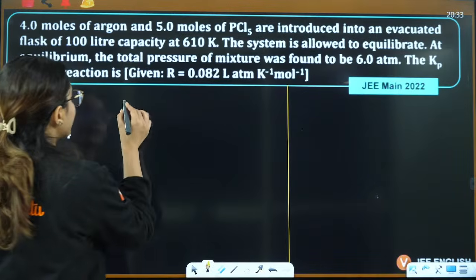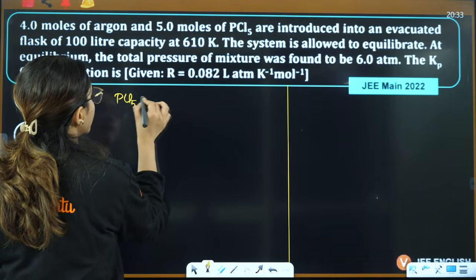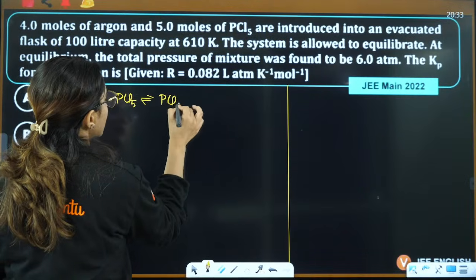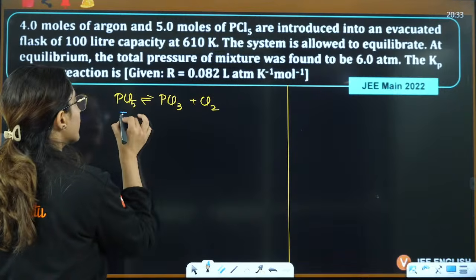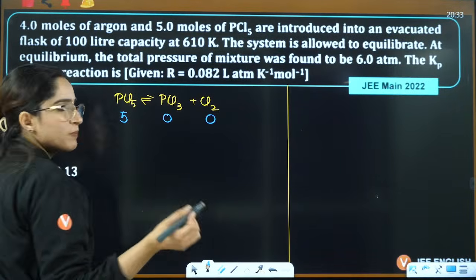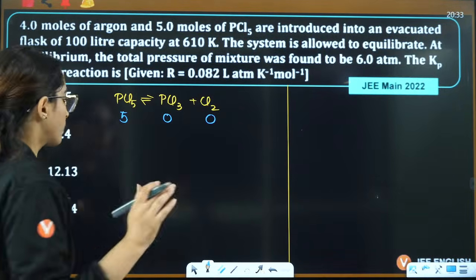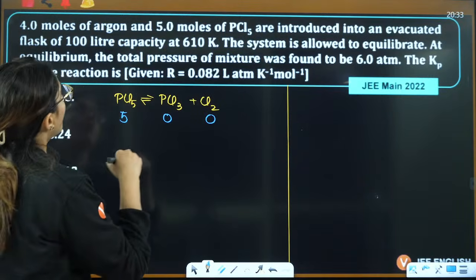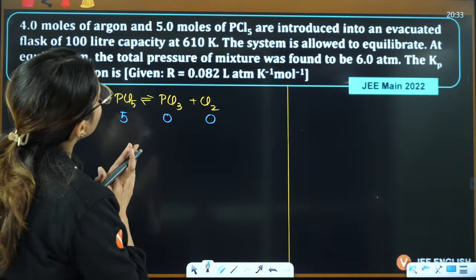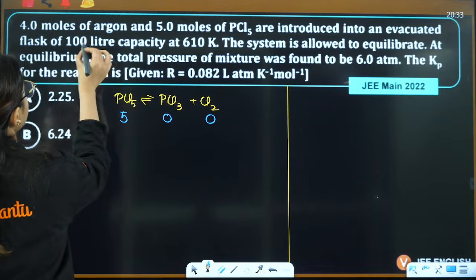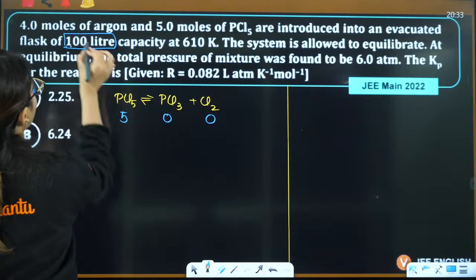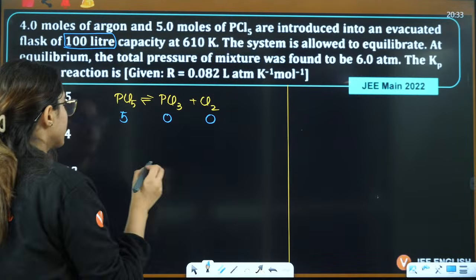So how do you write it? This will be PCl5 giving rise to PCl3 plus Cl2. Initial moles are given to be 5. Nothing is given about PCl3 and Cl2, that means it is 0. Now this is about moles, and let's see if volume is given or not. Wait a minute, let me see. 100 liter. They have given that volume is 100 liters, so we'll have to divide by 100.